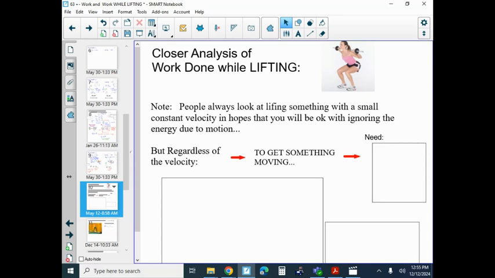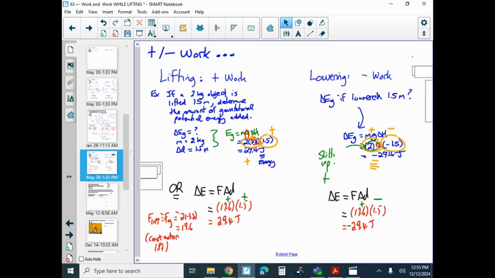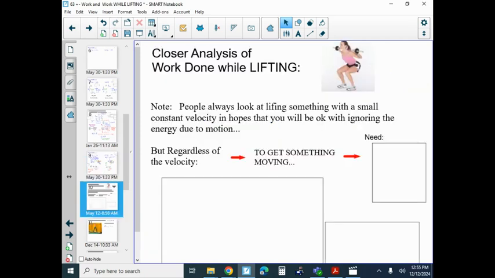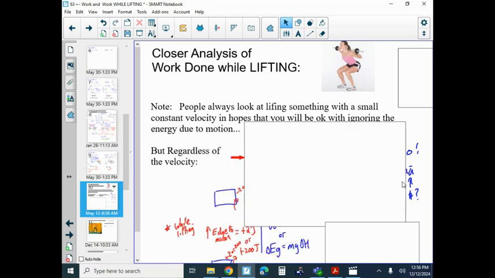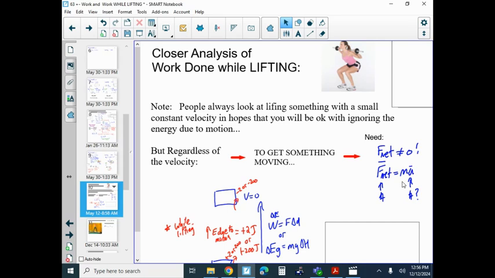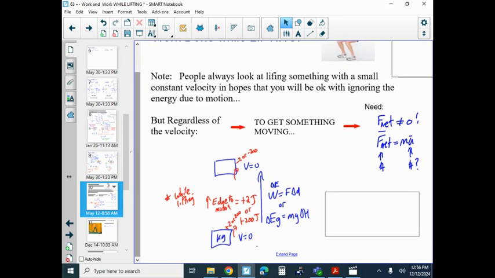So a little bit of a closer analysis of this idea of lifting with the lift force just matching the gravity force. The point is we're not trying to speed the thing up, right? So when you're looking at lifting something with a small constant velocity, people hope that you're going to be okay with just ignoring the energy due to motion as part of this. But regardless, to get something moving, you need a net force. So you need some acceleration to get it going, even if it's a small velocity. If you give it a small velocity, you're going to add maybe 2 joules for slow or 200 joules for fast, whatever. Either way, you're lifting it.